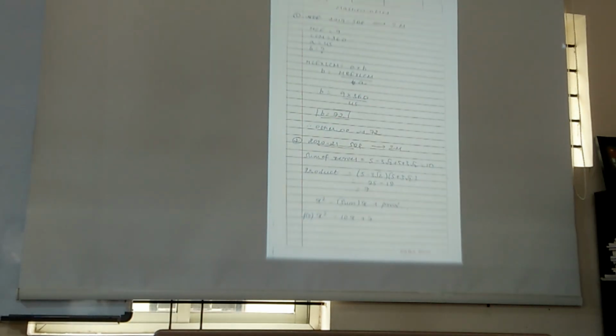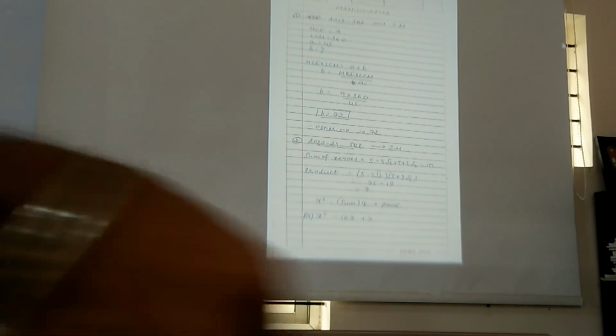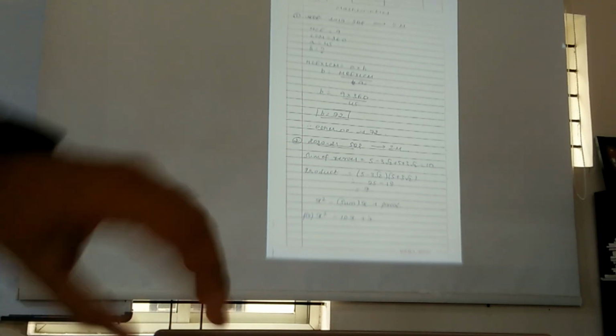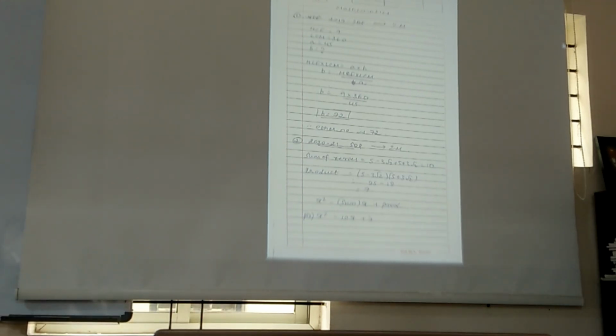Okay. Test paper 5. What was the first question? Does anyone remember? HCF and LCM of two numbers are 9 and 360 respectively. HCF 9, LCM 360. If one of the numbers is 45, find the other number.